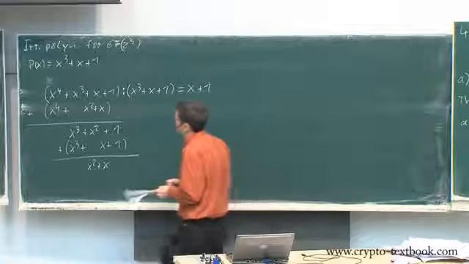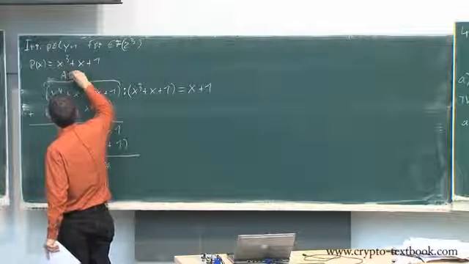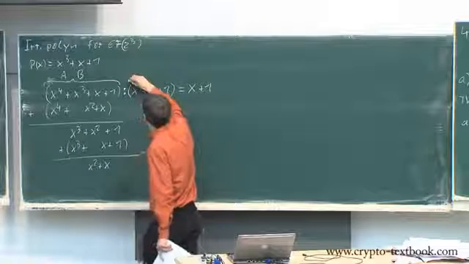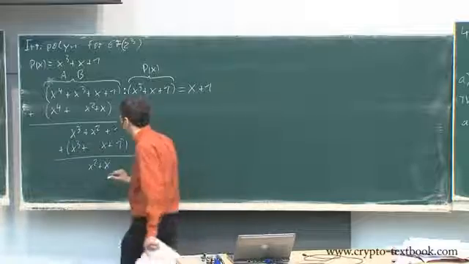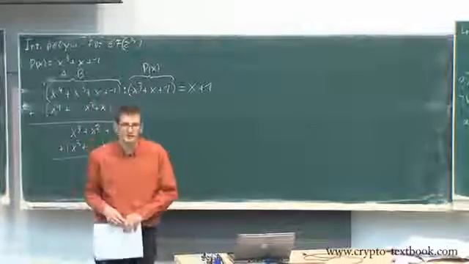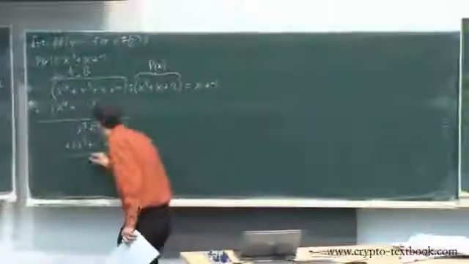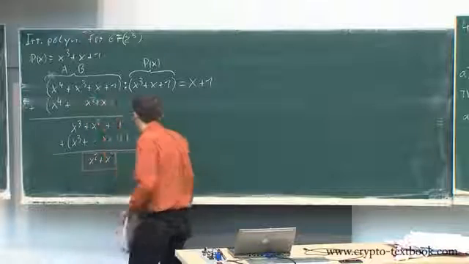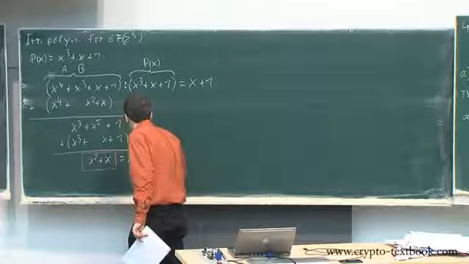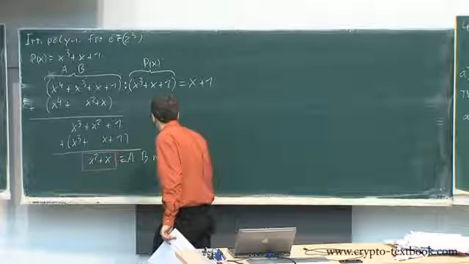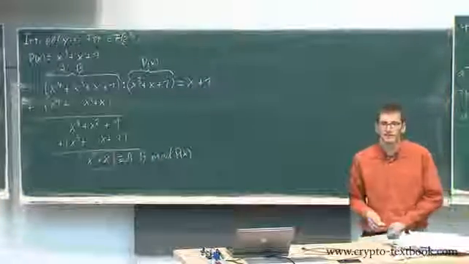So what we've done so far, this was A times B. This is P of x. And this is what you have at the bottom of this algorithm. This is the result. So this is A times B mod P of x. Okay, so this is the result of our computation.